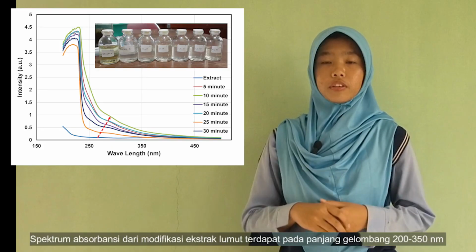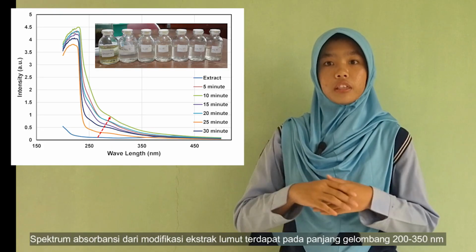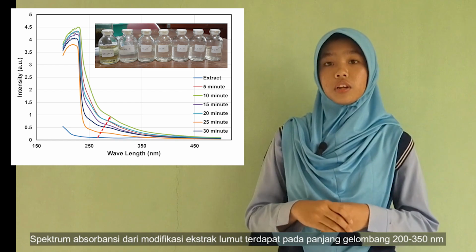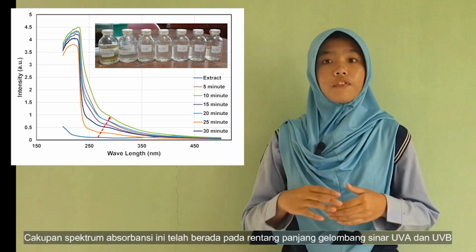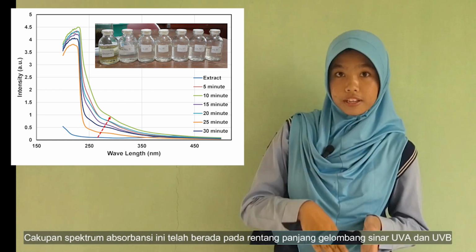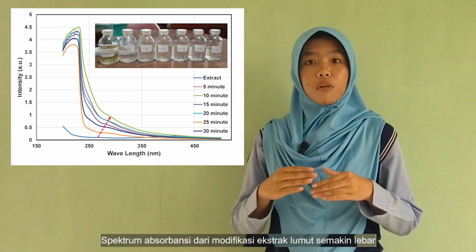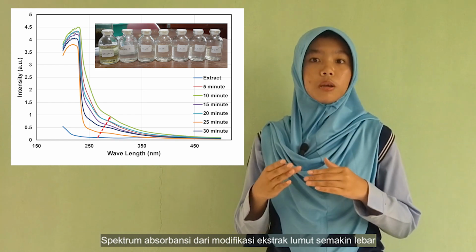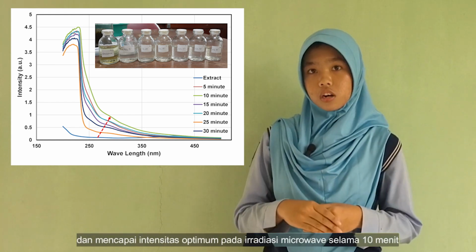Adding urea to the moss extract and microwave irradiation changed the absorption spectrum of the moss extract. The absorption spectrum of the modified moss extract was found at a wavelength of 200 until 350 nanometer. The coverage of this absorption spectrum is already in a wavelength range of UVA and UVB rays. The absorption spectrum of the modified moss extract was wider and reached the optimum intensity at microwave irradiation for 10 minutes. Based on the absorption spectra, the estimated SPF value of extract and modified moss extract with microwave irradiation for 10 minutes are shown in the table.